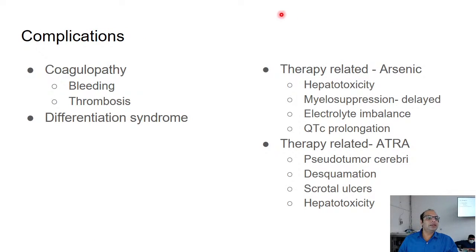The complications of the therapy and the underlying disease are important to monitor for, especially in the first month of therapy. The problems of coagulopathy leading to bleeding or thrombosis cannot be highlighted further. They will be discussed in further detail subsequently. And a special complication, that is differentiation syndrome, occurs in a good proportion of patients and can be fatal in some of these. Then there can be therapy-related problems related to arsenic or ATRA, which we'll be discussing subsequently in our talk.